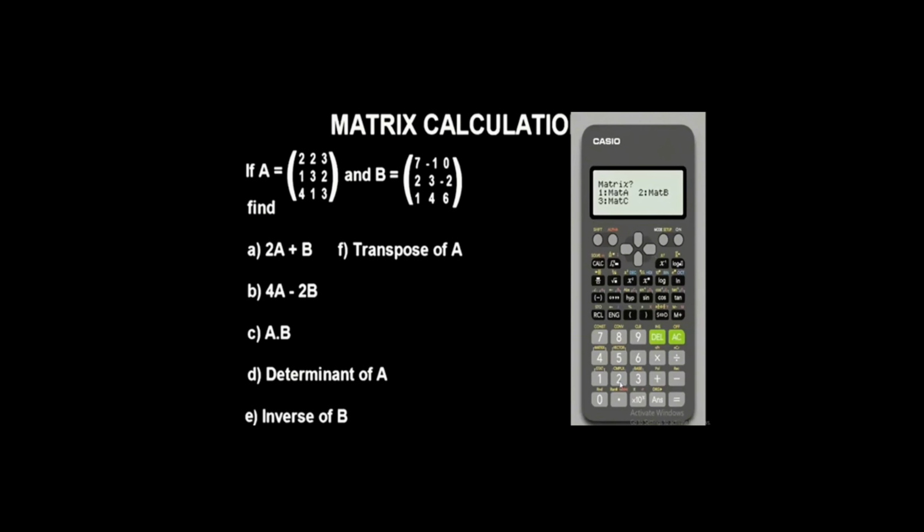Press 2. Then mat B is still a 3 by 3 matrix. Press 1 for it. Let's input the values. We have the first row 7, -1. Okay, we have 0. The second row we have 2. We have 3. We have -2. The third row we have 1. We have 4, and we have 6. Okay, so we are done inputting the values for each matrix.